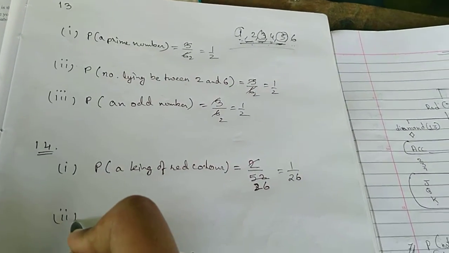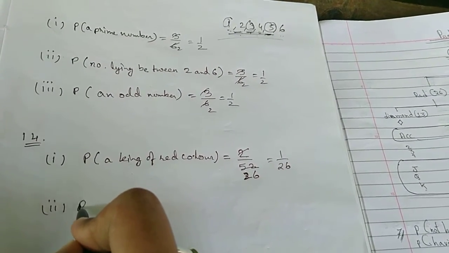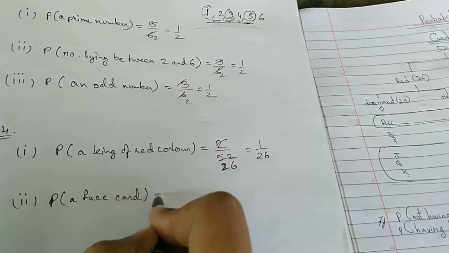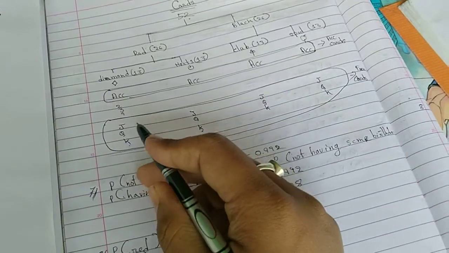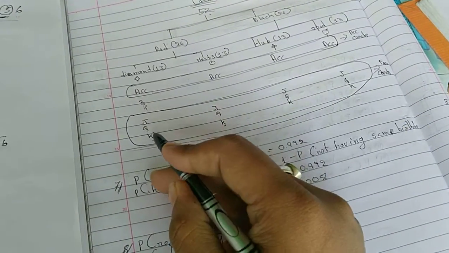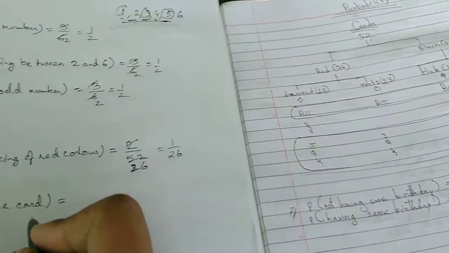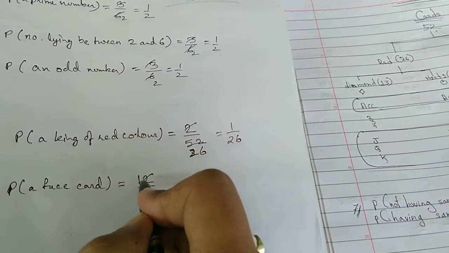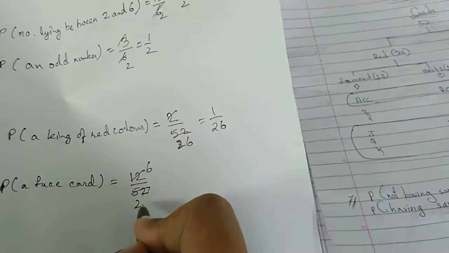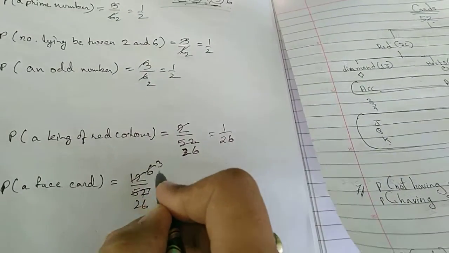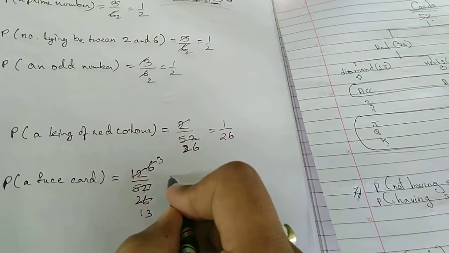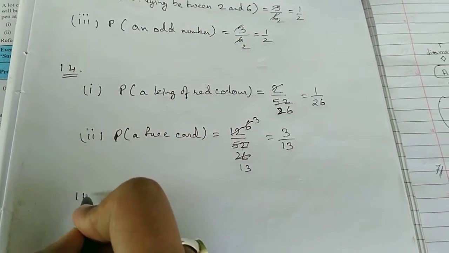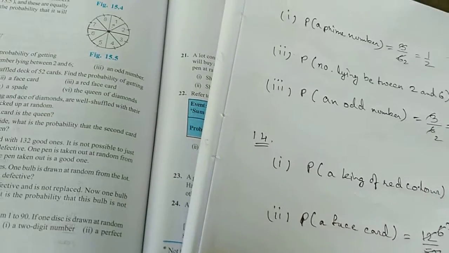Second part, a face card. Probability of a face card. So face card, I told you directly how many we have. All these will be face cards. So how many? 3, 3, 3, 3. That is 12. So 12 face cards out of again 52. Divide by 4, so 3 by 13.